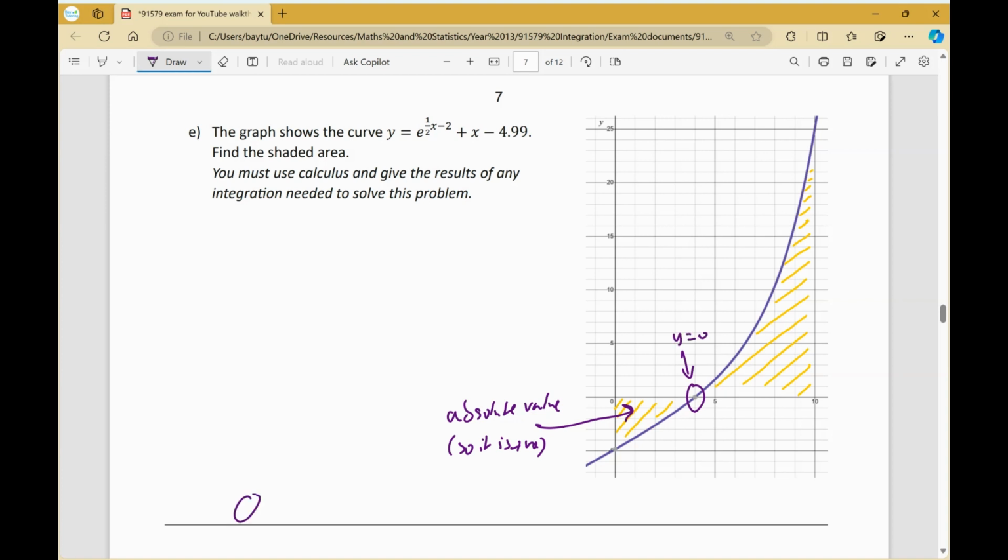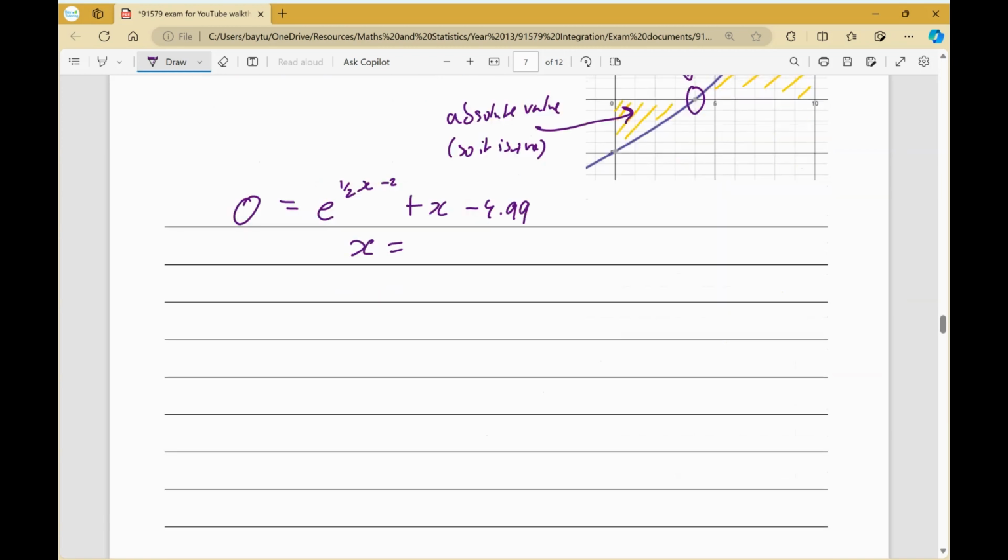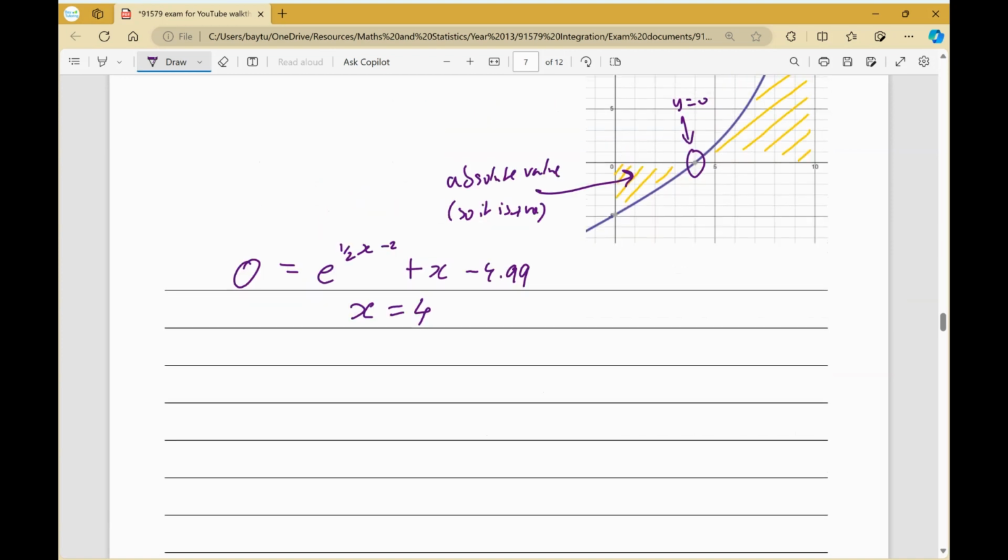So what we're going to do is substitute that into the equation and solve for x. Now, to save all of us a bit of time, I'm just going to put that in the calculator, and that comes out to x equals 4. So it did look like it was going to be 4 on the graph, but we just wanted to make sure. So now we are going to work out the area.